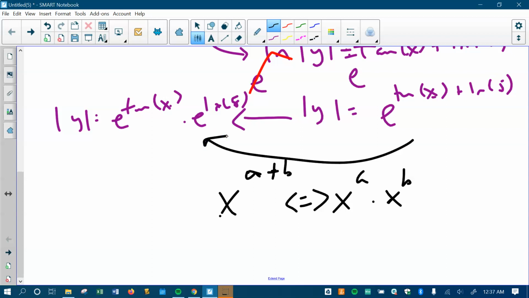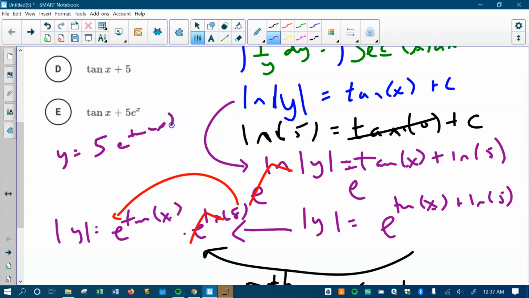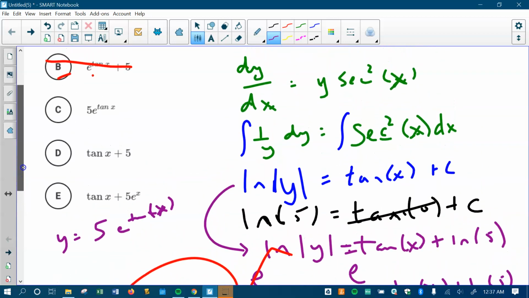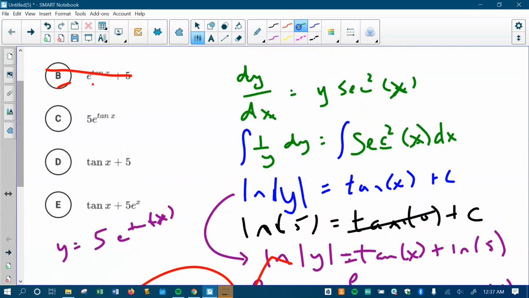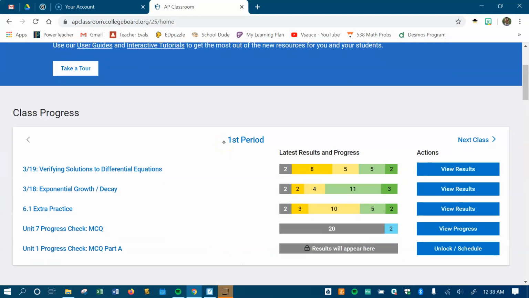And the reason I did that is because I can drop that base here, and this 5 goes right in front. So my answer is going to be y equals 5 e to the tan x. It is positive because e is positive and 5 is positive, so there can be no negative values here. So 5e to the tan x, that's C. C is the answer. I hope I'm right. Let's see here.